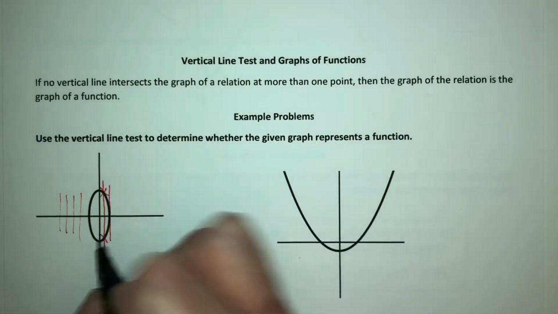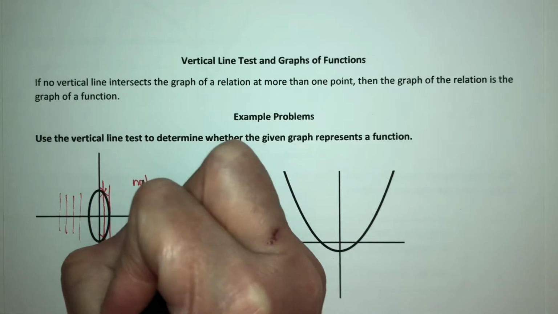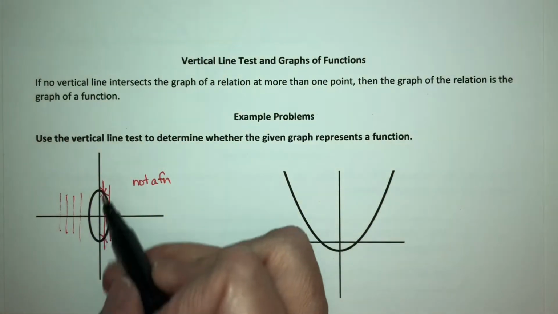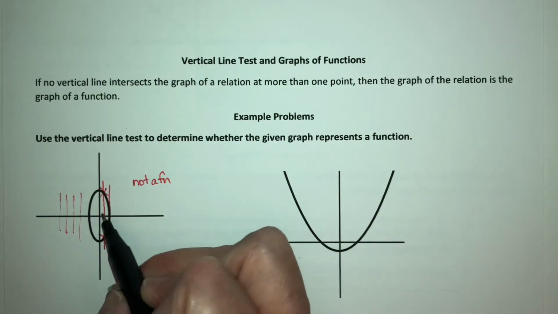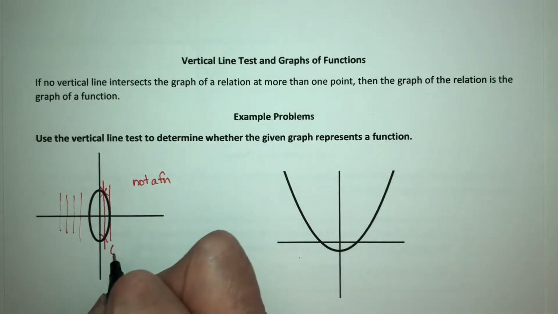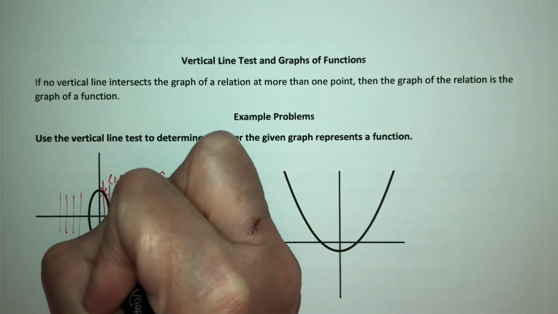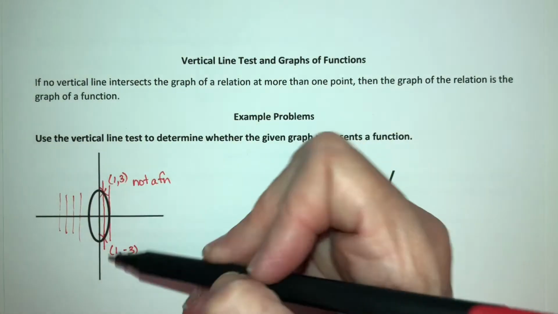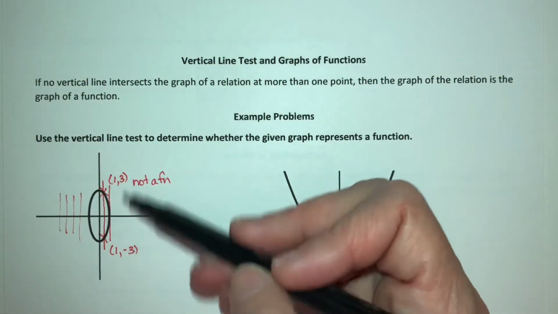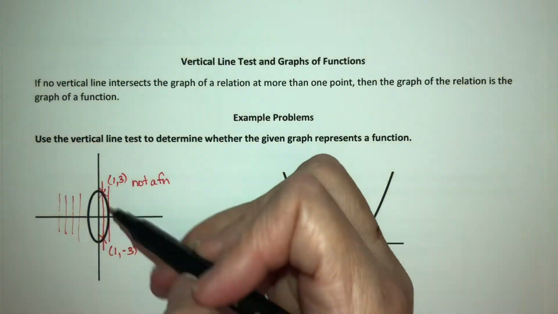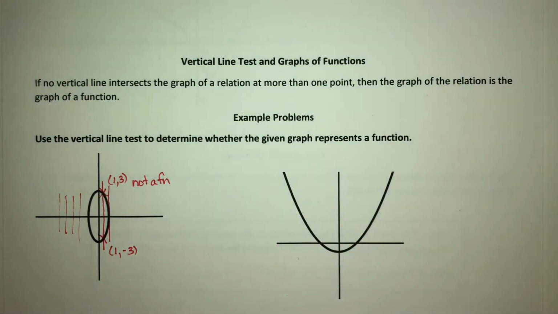Hits there, it hits there. This is not a function. If you're thinking about the ordered pairs here, you would have the same x value. So like maybe that's (1, -3), and this is (1, 3). It had the same x value, and if you remember, we cannot have repeated x values. That makes it not a function. So this ellipse is not a function because it doesn't pass the vertical line test.